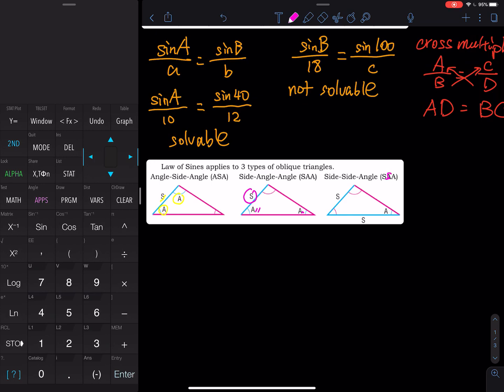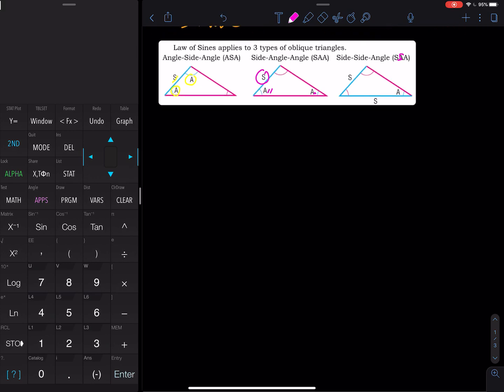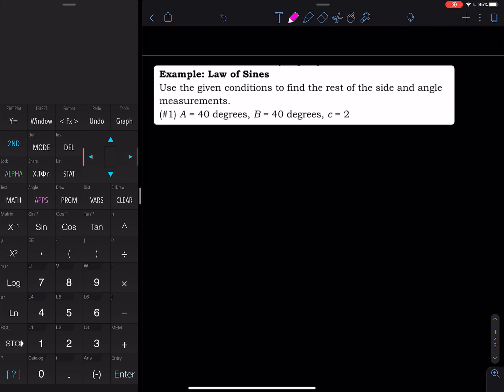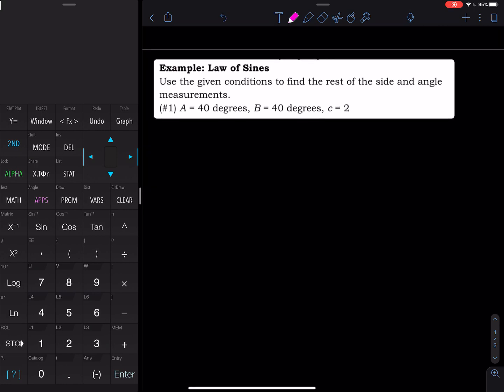Let's take a look at a simple example. We have this problem: use the given conditions to find the rest of the side and angle measurements. We have angle A, angle B, and side c. Every time I solve this, I will just quickly draw a triangle that is not a right triangle. The scale doesn't have to be perfect. So let's draw a side, and then this, and then this.